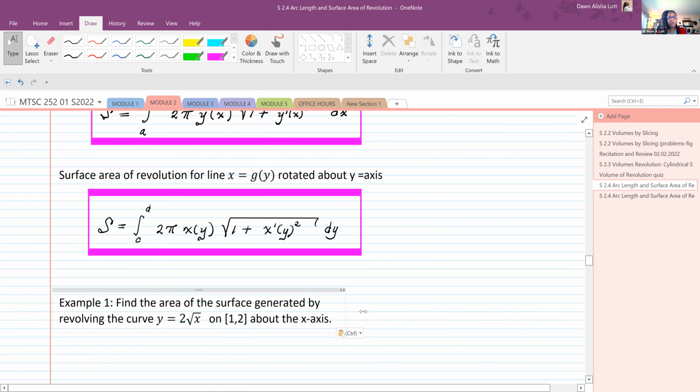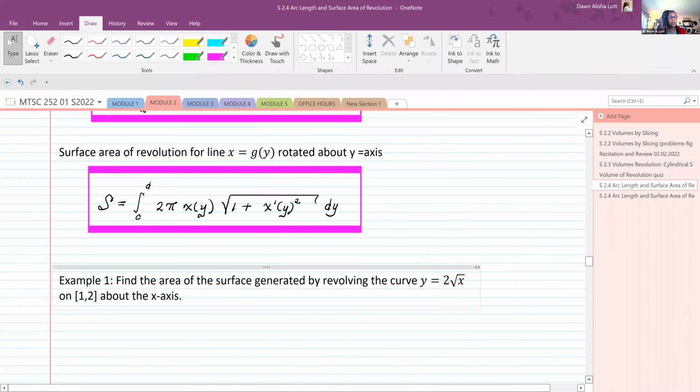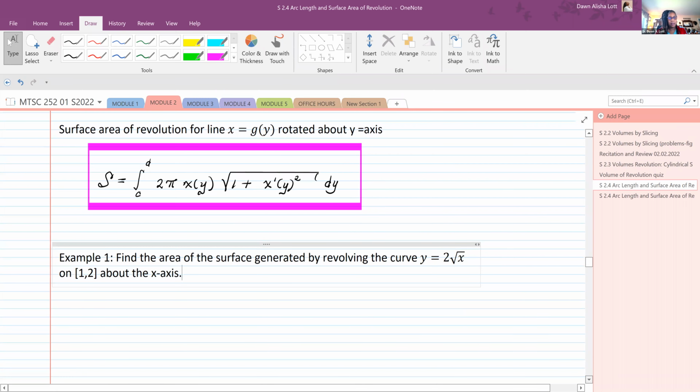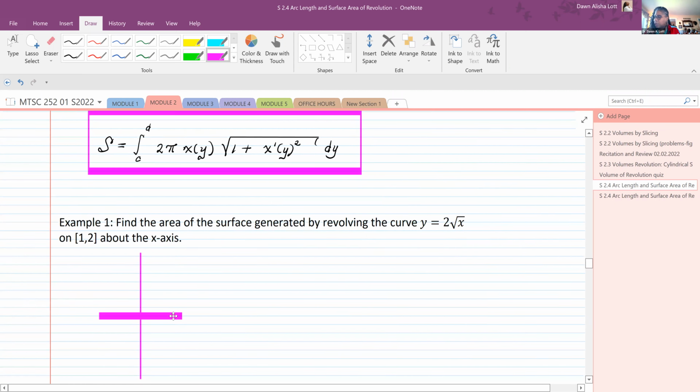Find the area of the surface generated by revolving the curve y equals 2 times the square root of x on the interval 1, 2 about the x-axis. Okay, so we're going to draw this. All right, so let's draw it. Oh my goodness.